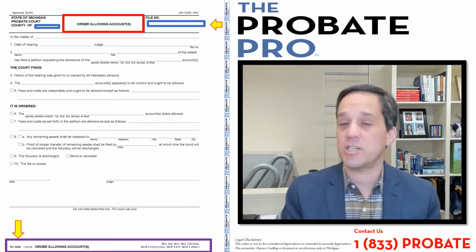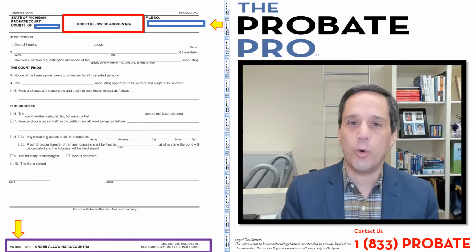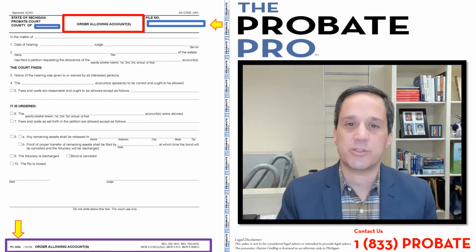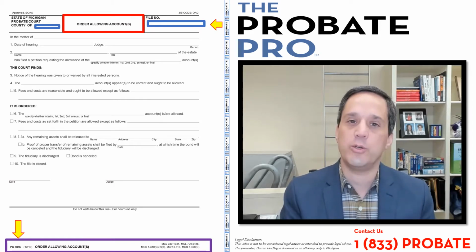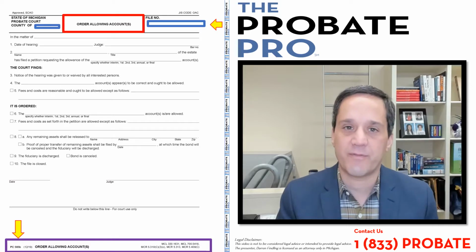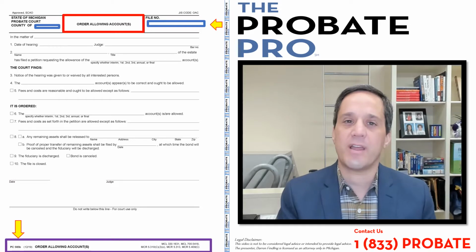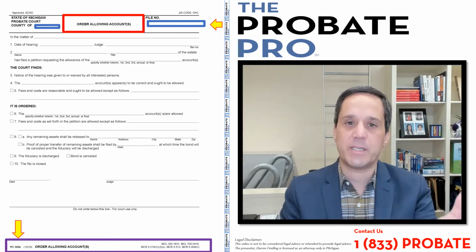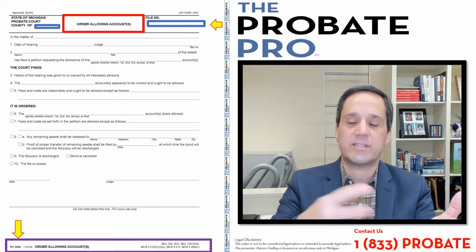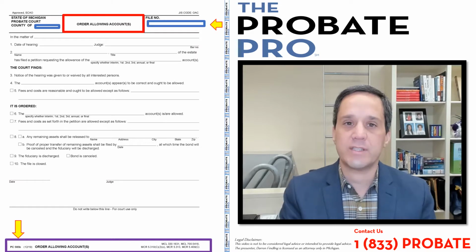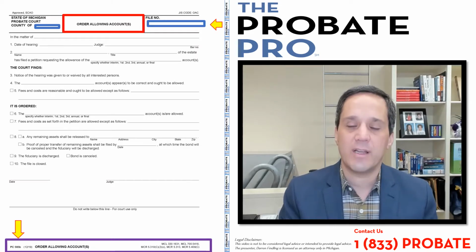As you can understand just by the title of the document, the order is the ruling of the court. So of course the court speaks through its order. This order would be used after a petition has been filed requesting the allowance of an account, and I've covered that particular form in a separate video. So think of it like this: you file a petition, it gets scheduled for hearing, there's an adjudication, and then an order gets entered. So this is the back end, the final aspect of the accounting process.